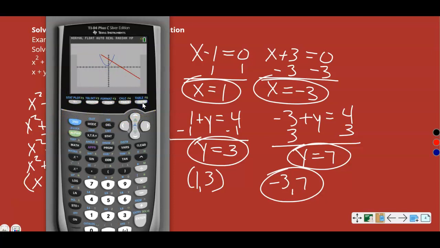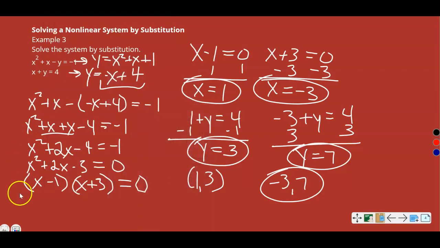We can check the table of values again just to make sure. 1, 3 and negative 3, 7. Those have the same y value, so that is correct. That is a solution, and negative 3, 7 is also a solution. So that's a way to check it quickly to make sure that you did it correctly. But this is how you would solve a nonlinear system using substitution.